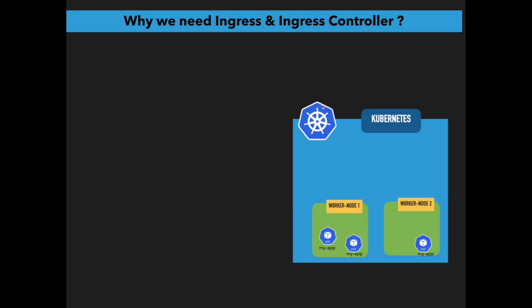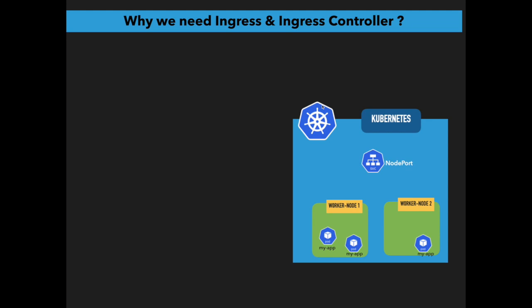Before knowing what Ingress and Ingress Controller are, let us know why we need them first. For example, you have an application, and you have deployed this application on a Kubernetes cluster with 3 replicas on 2 different worker nodes. 2 pods are running on the first worker node and another one is running on the second worker node. To make your application accessible publicly, you need to create a service with type as NodePort.